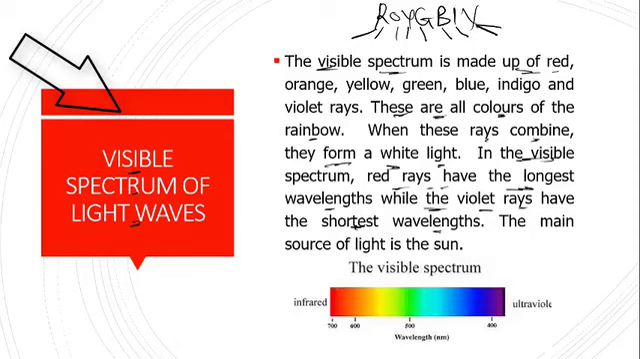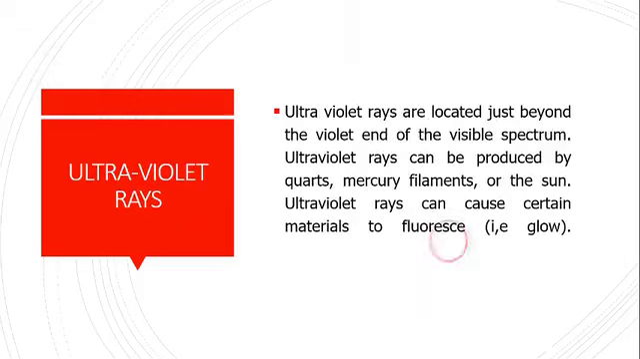Yes, red is at the beginning and it is the least deviated, hence it has the longest wavelength, while violet is at the end of the spectrum and it is the most deviated, so it has the shortest wavelength. Actually, the main source of light is the sun.